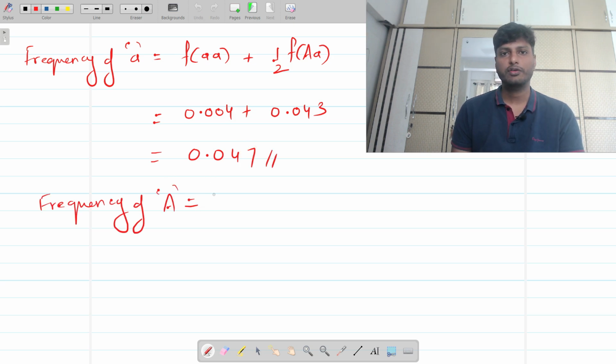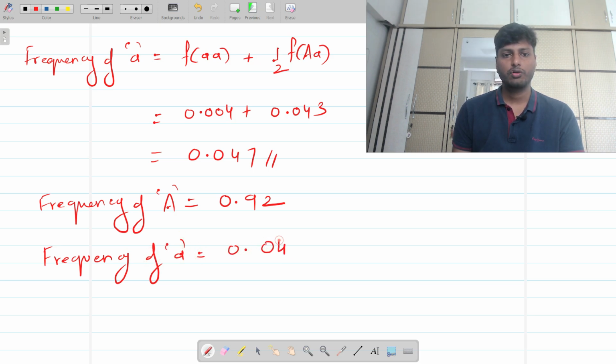So now we know that the frequency of capital A is 0.952 and the frequency of small a is 0.047. So the frequency of capital A here we can indicate as P, and the frequency of small a we can indicate as Q, right?